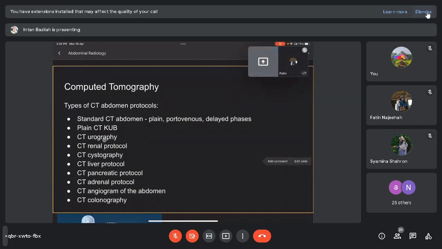Okay, this is CT urography. The real CT urography is actually when you do CT KUB with contrast. Sometimes they want to look for any ureteric restriction, so it's sort of like a CT IVU.